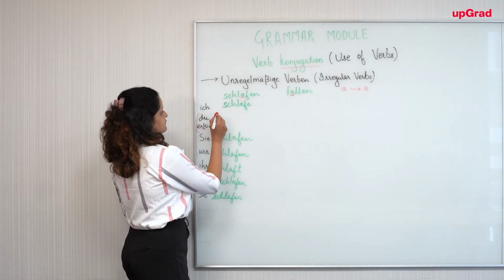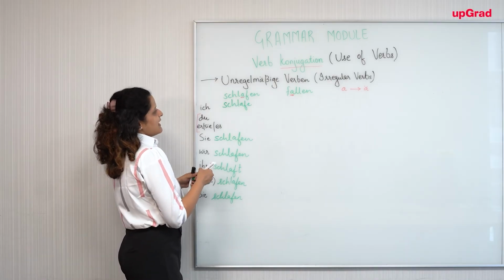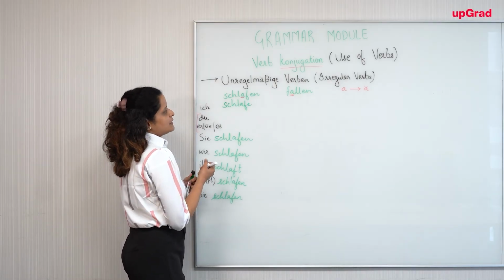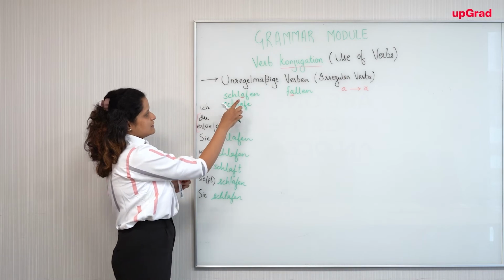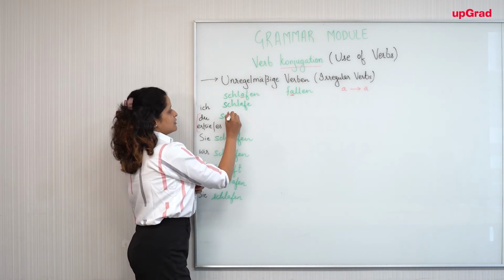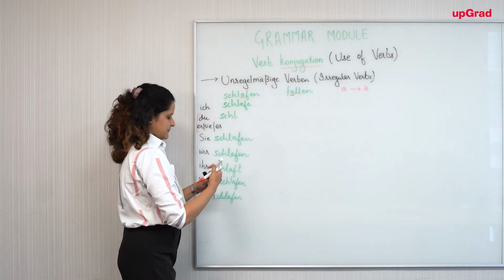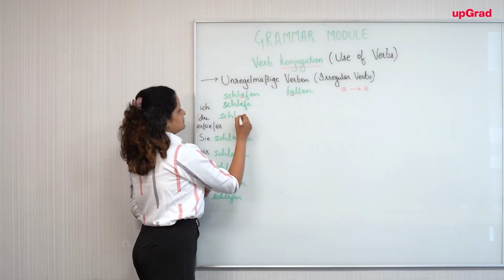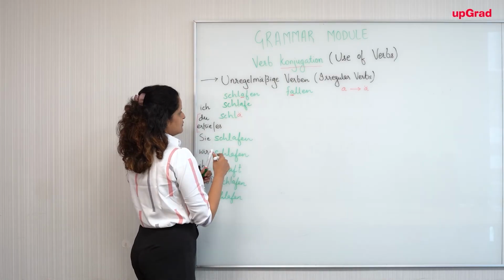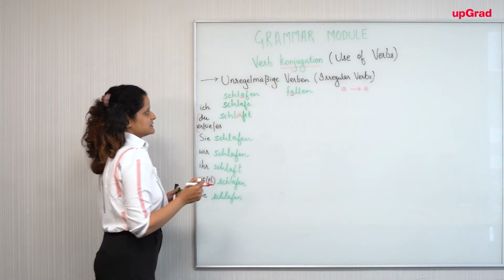Now we come to the conjugation of du and er/sie/es. So the a here in the verb will be replaced by ä. So the conjugation becomes du schläfst.